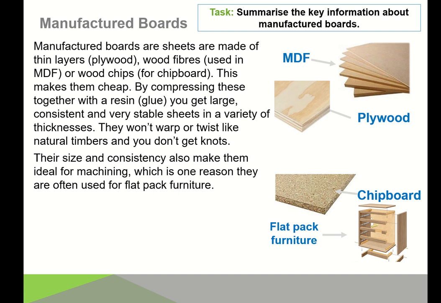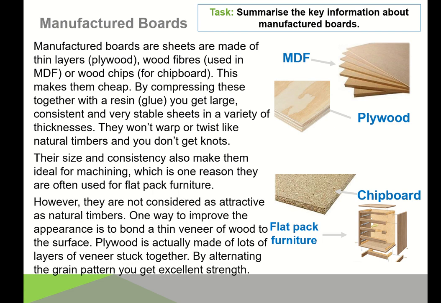Manufactured boards are ideal because you get large panel sides, and they're very consistent, so you can feed them through machinery and it cuts very precisely without blocking any machines up. However, they're not considered as attractive. One way to improve the appearance is to bond a thin veneer of wood to the surface. You have these things called veneers, very thin pieces of wood. Plywood is actually made of lots of thin layers of veneer stuck together, and by having the alternating grain pattern of plywood, you get excellent strength.